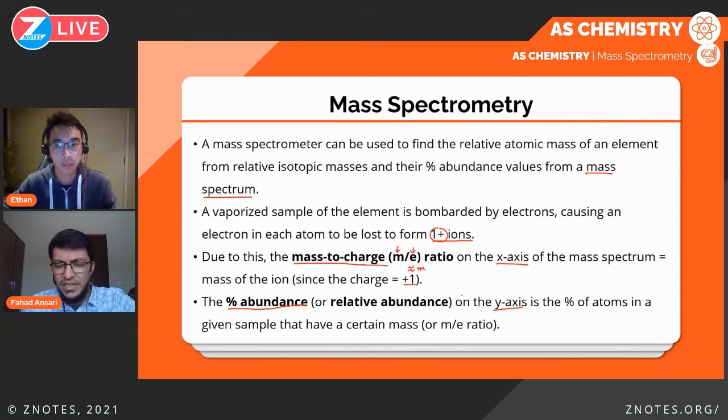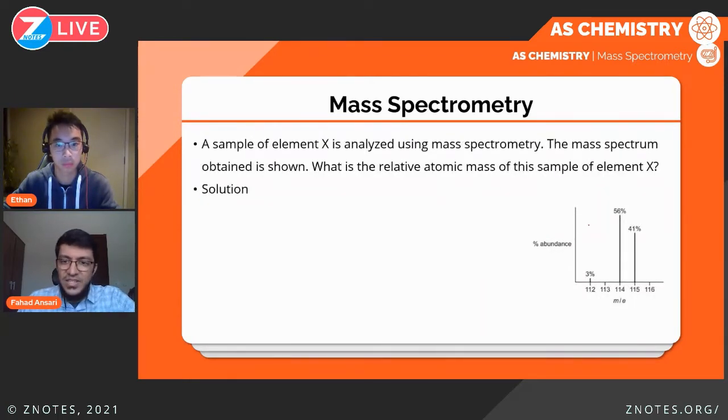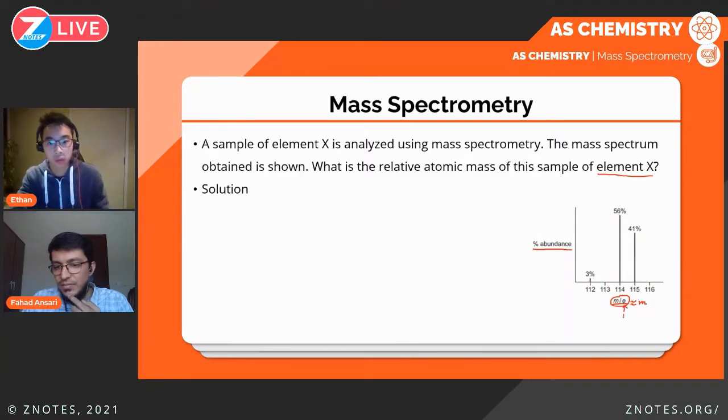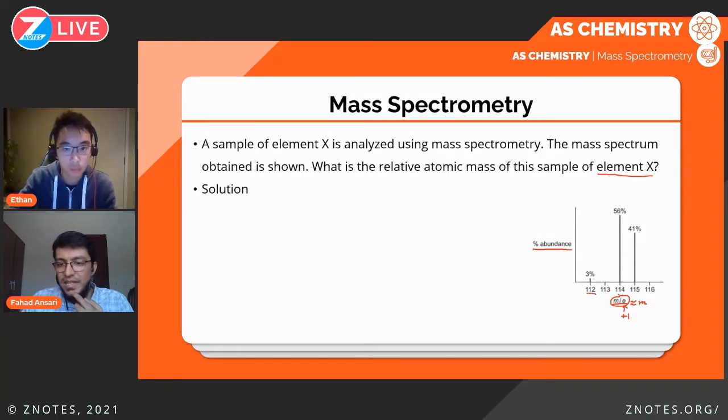So I'm going to look at a simple example, just to show you what a mass spectrum looks like. Over here we have a mass spectrum of an unknown element X. You can see the percent abundance on the y-axis and the mass to charge ratio on the x-axis. This element X has three isotopes. Isotopes are atoms of the same element with different mass numbers. Remember that because the mass to charge ratio is the same as the mass, as the charge is just plus one, we're going to use these values as the mass numbers of the three isotopes of element X. So to calculate the relative atomic mass of this element, we're going to use these three isotope mass numbers, 112, 114, and 115.